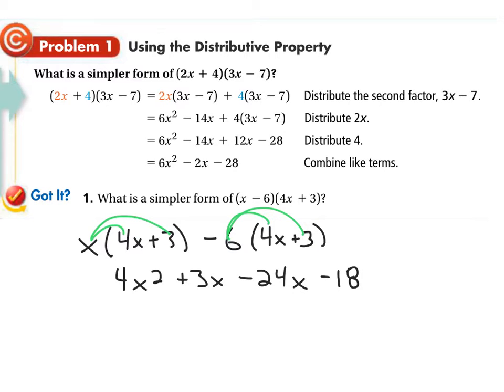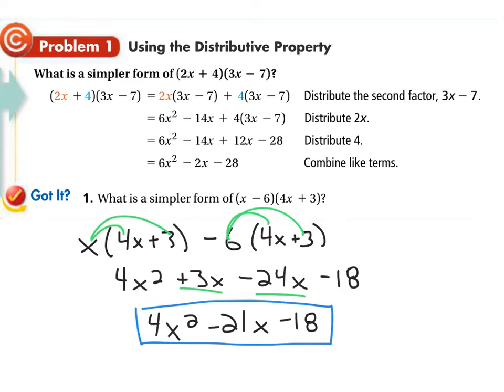Now, which terms can we combine? We can combine the x terms. What's positive 3 plus negative 24? It's negative 21. So we get 4x squared minus 21x minus 18. And that is your answer. You're eventually going to learn how to separate this, but that's for a future lesson. But you'll be able to eventually take this right here and turn it into these two binomials that multiply together to get it. Okay? But we'll do that later. So let's keep going.